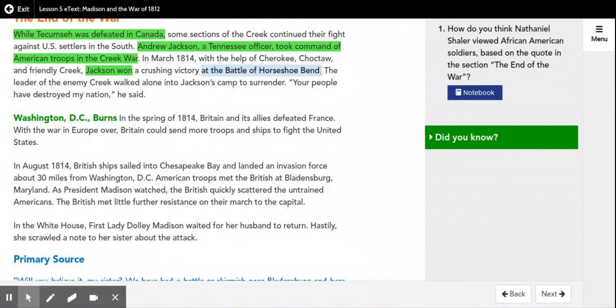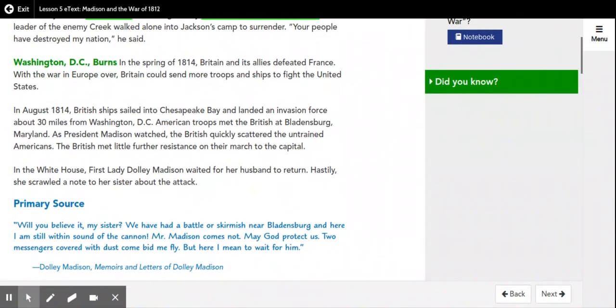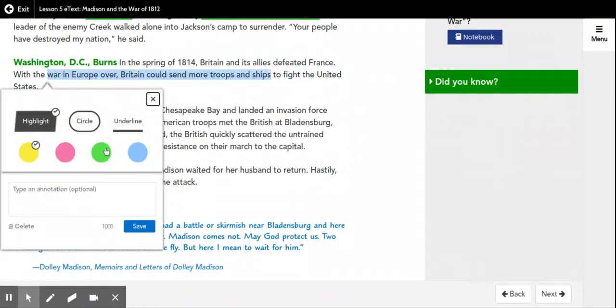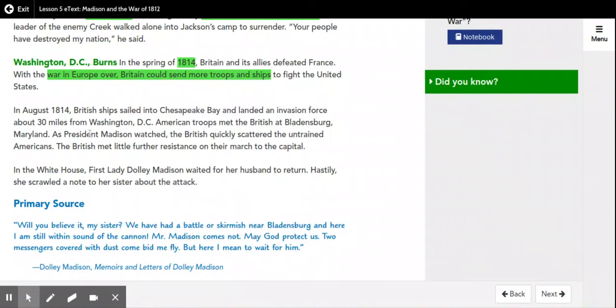Washington, D.C. burns. In the spring of 1814, Britain and its allies defeated France. With the war in Europe over, Britain could send more troops and ships to fight the United States. In August 1814, British ships sailed into Chesapeake Bay and landed an invasion force about 30 miles from Washington, D.C. American troops met the British at Bladensburg, Maryland. As President Madison watched, the British quickly scattered the untrained Americans. The British met little further resistance on their march to the capital.